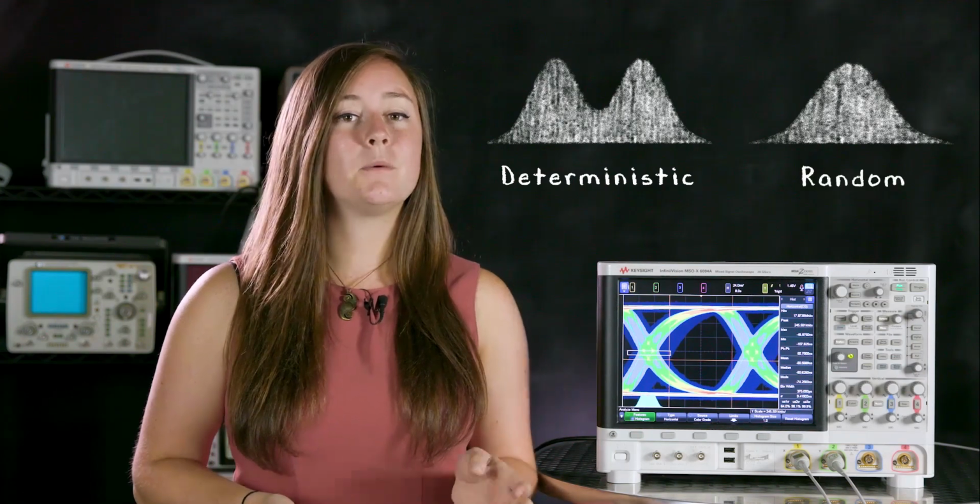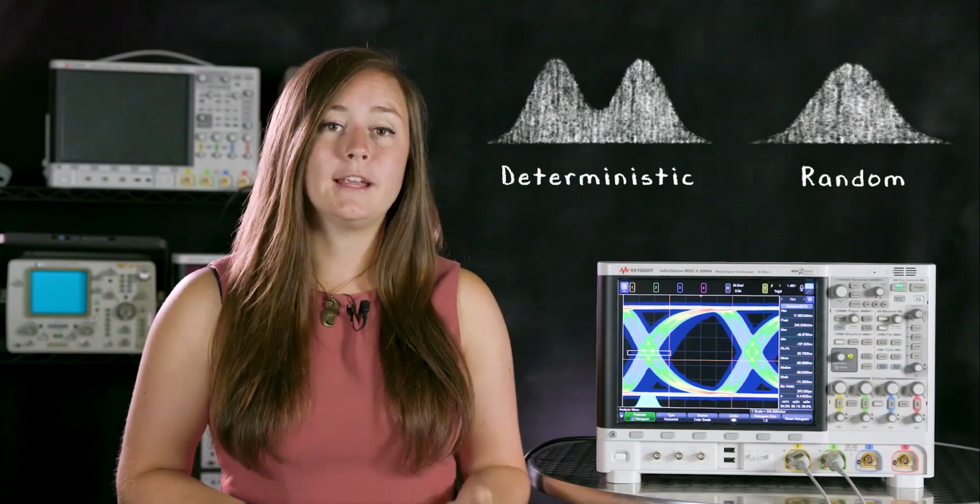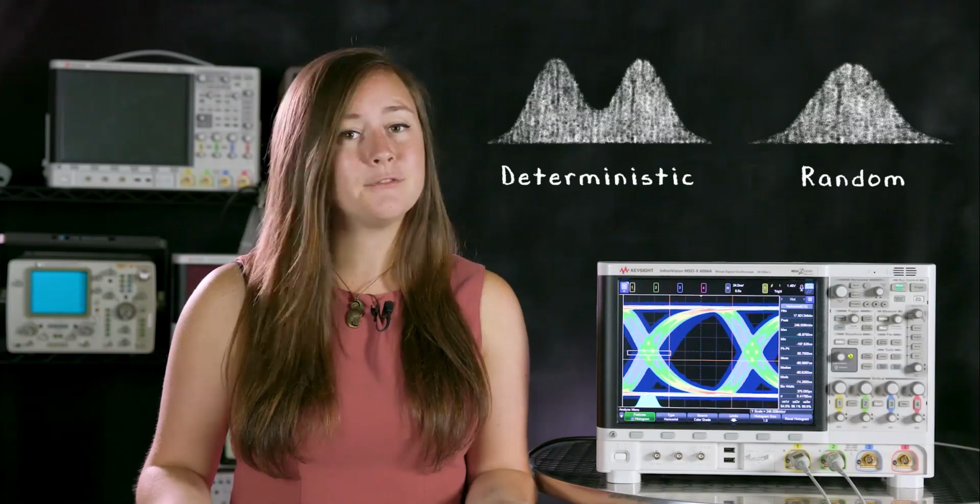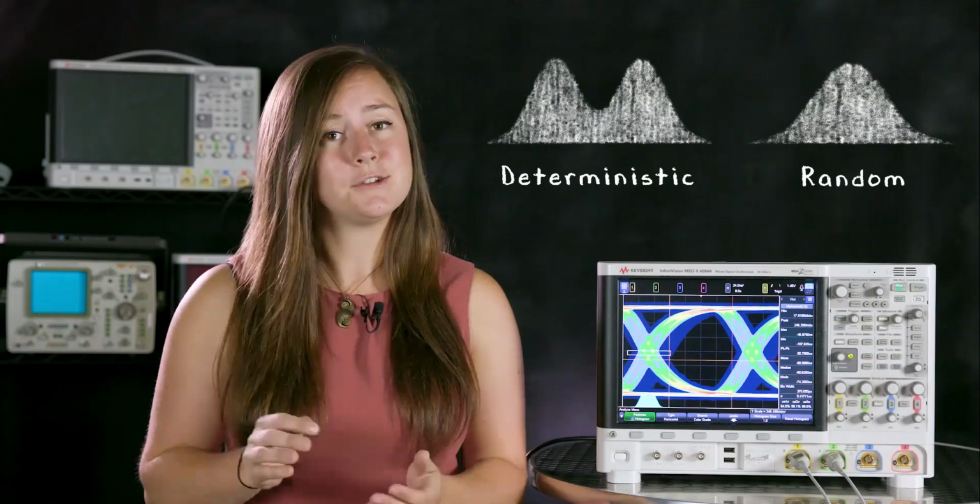So if we're seeing more of a bimodal shape, this is indicative of deterministic jitter, which is caused by system or data-dependent phenomena. If we're seeing more of a Gaussian distribution effect, this means we're working with random jitter, which is caused by random noise. And again, this is just an unfortunate fact of life that we really can't do too much about.